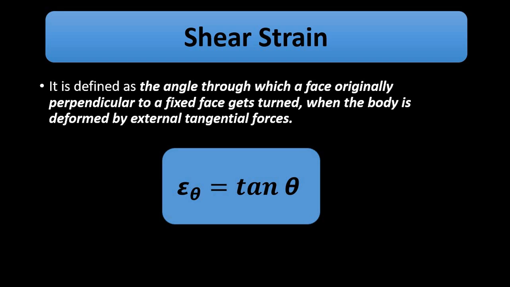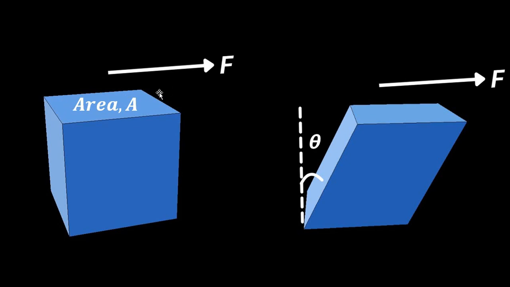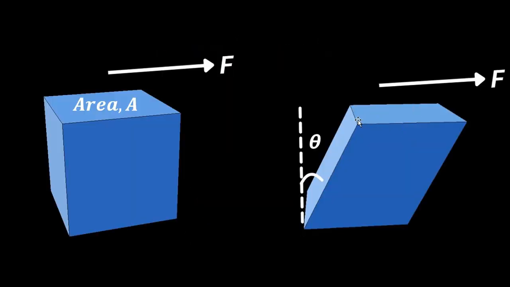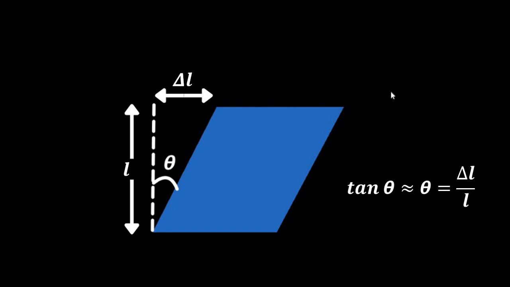So let us say we have an object with a uniform cross-sectional area on each side. We have an externally applied force which acts parallel to the surface of cross-sectional area A. This causes bending of one face over the other. The lower face is fixed, the upper face is movable. For simpler analysis, I am considering this. So this face bends by an angle theta. Here the tan of this angle gives us the shearing strain.